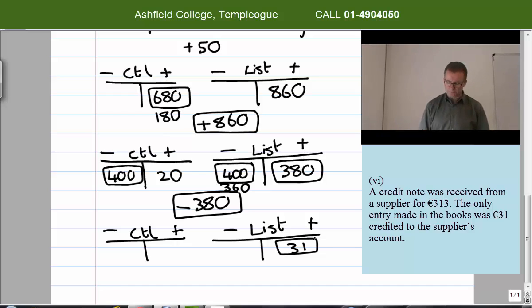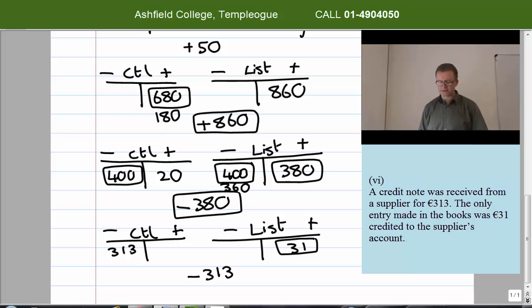The target figure though is going to be a minus, and the amount is 313. When we look at the control account, it's empty, so we put in a minus 313. Minus because we're talking about returning goods, which means we owe our creditors less. And then we look at our list and we've got a plus 31. So plus 31 means that we owe €31 more to our creditors when we should owe them 313 less. And the gap there is going to be 344. That's the gap between, it's basically 313 and 31 added. That's how far apart they are. So we've got a minus 313 in the control account and a minus 344 in our list. And that completes the 6 adjustments.